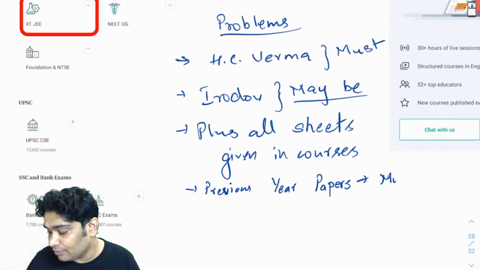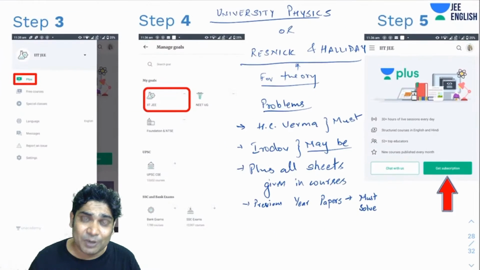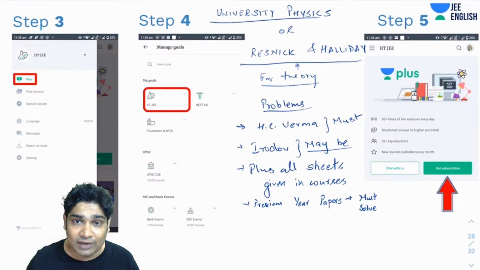Again, a must solve. All right, rest is up to you. If you find more time, then you can find more books.